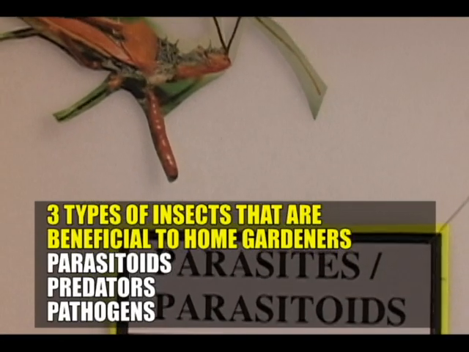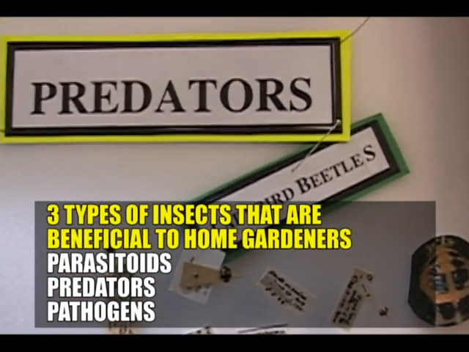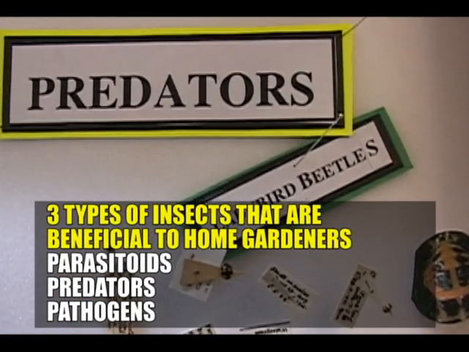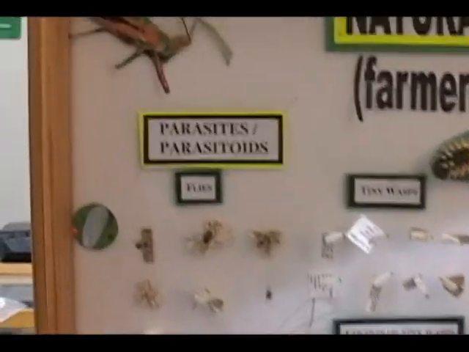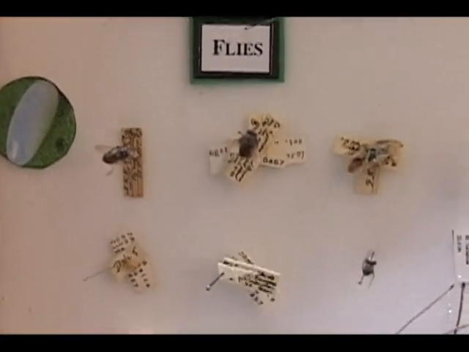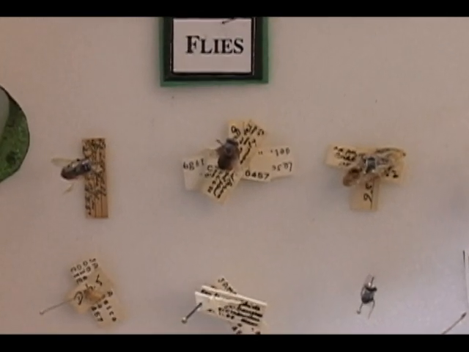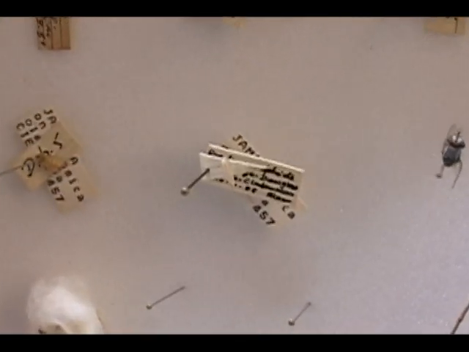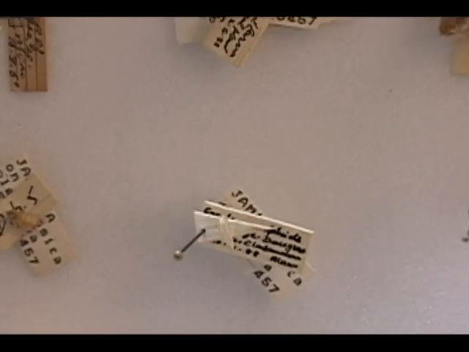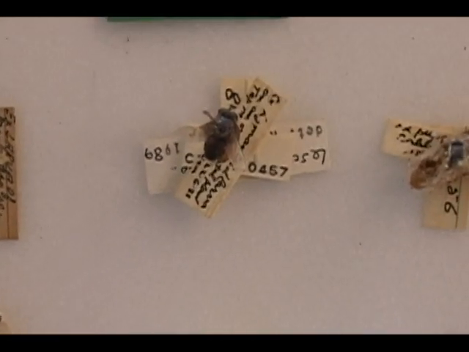There are three basic types of pests. You have what is known as a parasitoid, you have what is known as a predator, and you have what are known as pathogens. The parasitoid will lay its egg on the egg of that pest, or it will lay it on the larva of that pest. When the egg of the parasitoid hatches, it will eat that egg before it reaches maturity, or if it hatches inside a larva, it will eat the larva from inside, thus killing it.